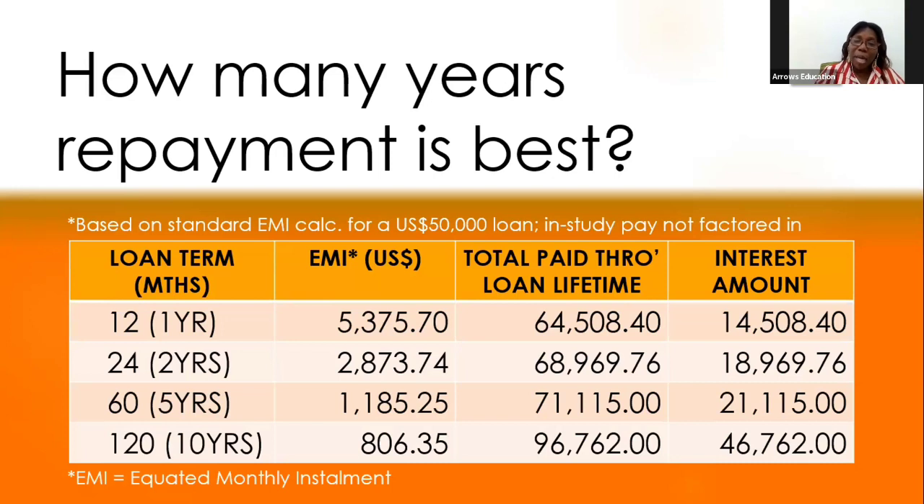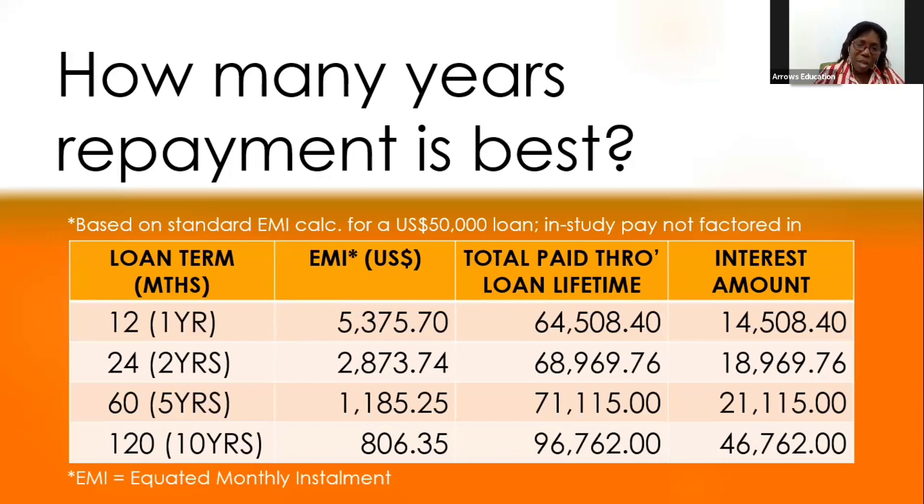I don't know how much you are earning. That will help you to do that. But along the lifetime of the loan, within that 1 year, you would have paid $64,508.40. That means you have paid an interest of $14,508. Now, if you extend your payment time to 2 years, that's 24 months, you will pay a total of $68,969.76, which means you would have paid an interest of about $19,000.